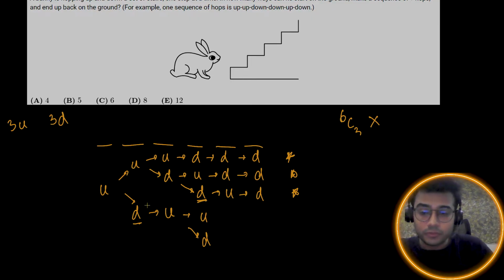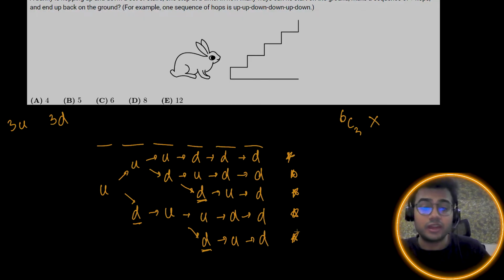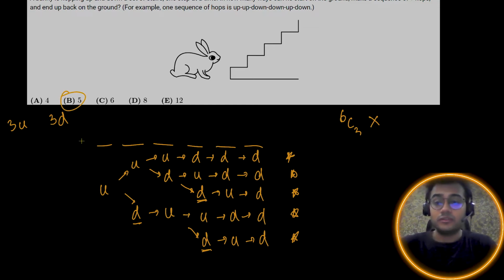If we go up, then we have three U's in this link, so the next two must be down. That's another scenario. If we do up, down, then we are at the ground level again, so the next one has to be up. And the last one, of course, since we have three U's, the last one has to be down. So there are a total of 5 different scenarios we can list out using tree diagrams, and that must be the answer. So there are 5 possibilities. So the answer is B.